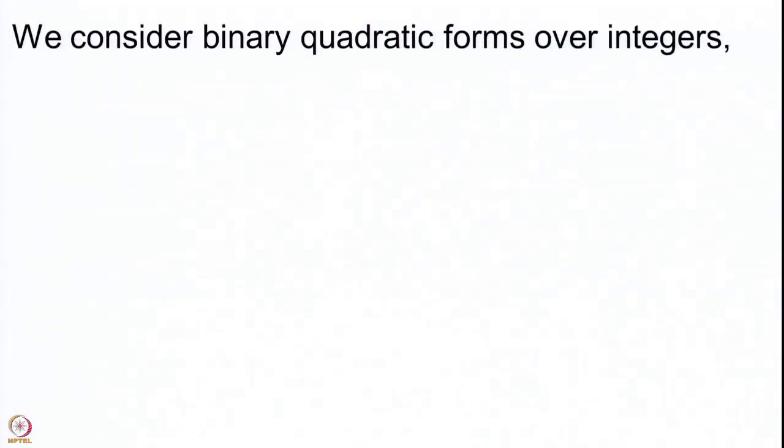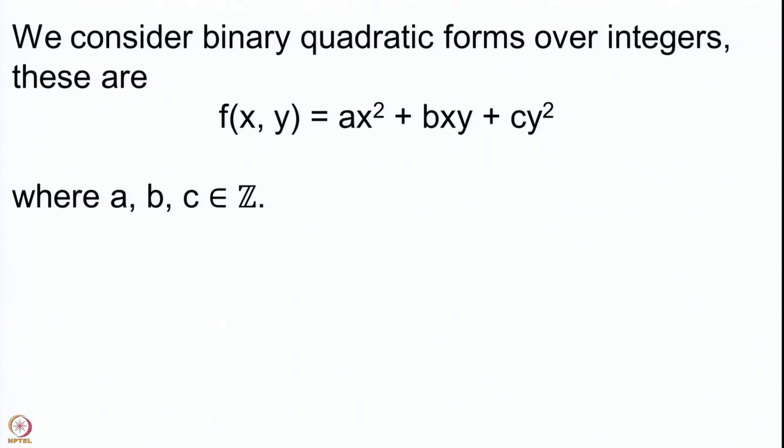So, remember last theme started with finding solutions to quadratic equations. So, these were equations in one variable. Now, we are going to take two variables. So, we consider binary quadratic forms over integers, which means that we are going to take these expressions. So, let us start noting various things.